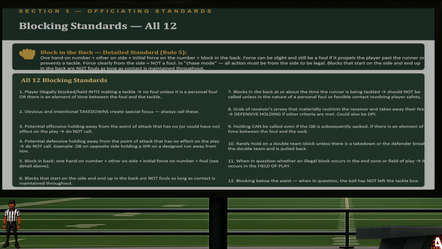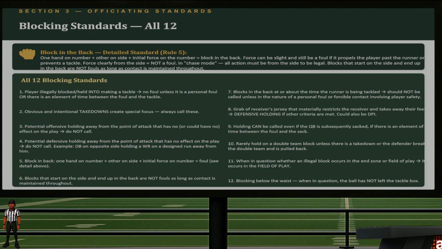Standard 7. Blocks in the back that occur at or about the same time a runner is being tackled should not be called, unless they are in the nature of a personal foul or there is forcible contact that involves player safety. Standard 8. A grab of the receiver's jersey that materially restricts the receiver and takes away their feet should be defensive holding if other criteria are met, and could also be defensive pass interference.